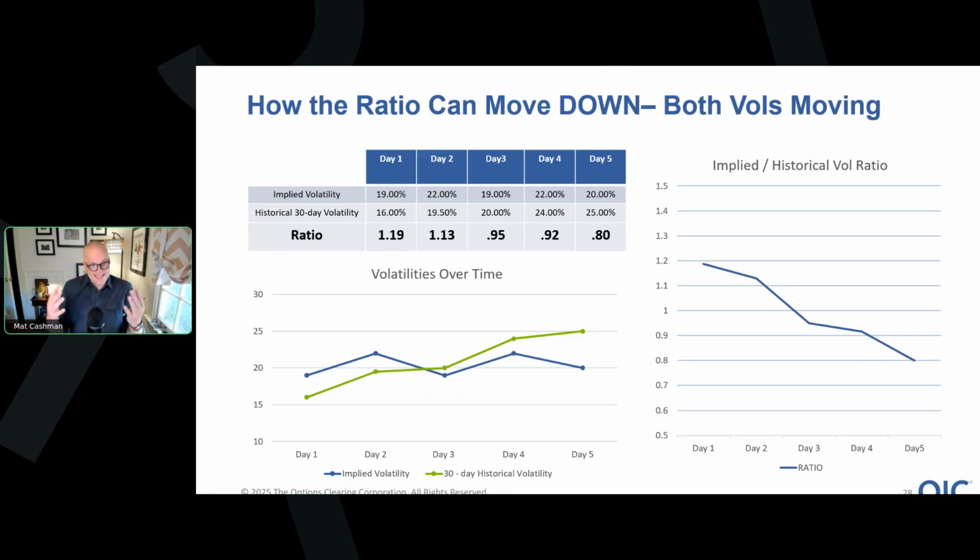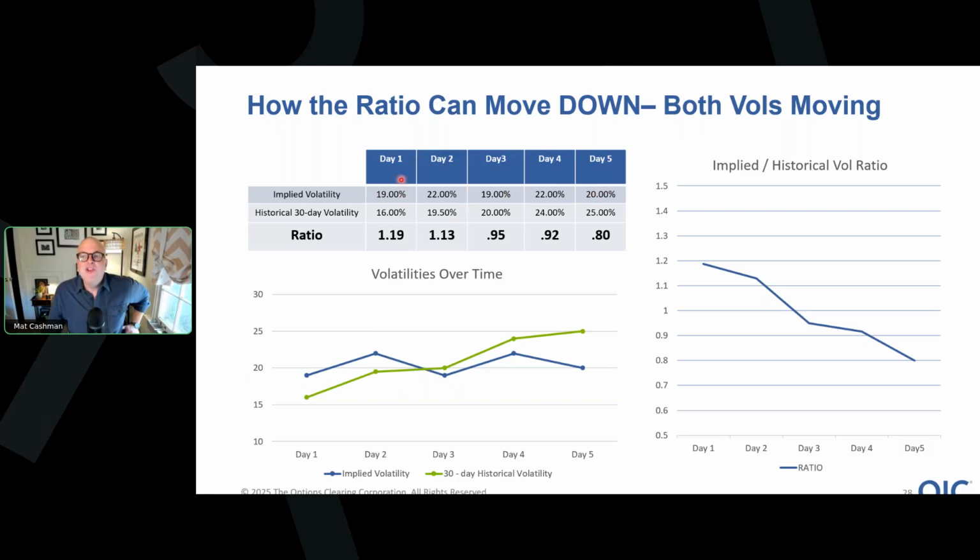Again, the idea here is to think about where's the movement coming from and why is it moving in the way that it is. You can contrast that to a certain situation in which you would look at this and say, well, if all you were looking at was the implied vol over these 5 days, and you saw that it was a 19, a 22, a 19, a 22, and it settled in a 20 on the fifth day, you might look at this and just be like, there's nothing happening here. And that might be the case. There might be nothing happening there.